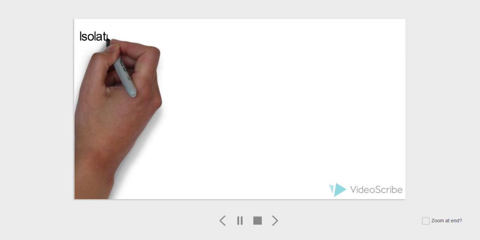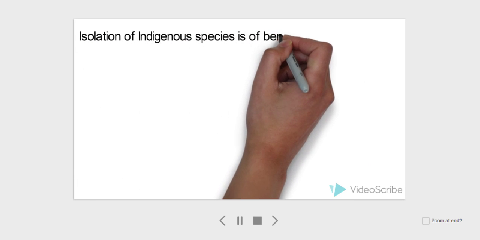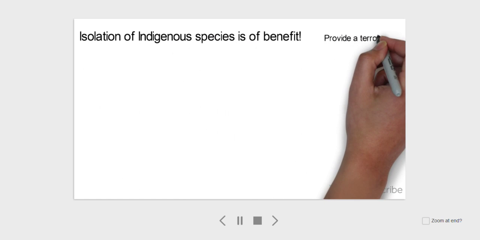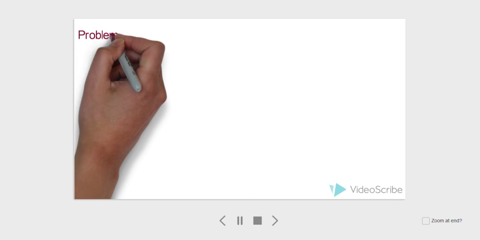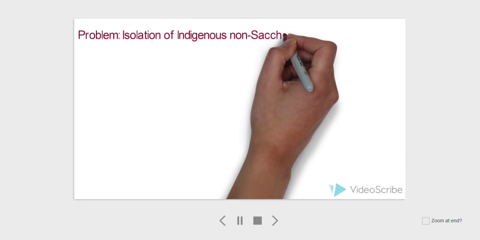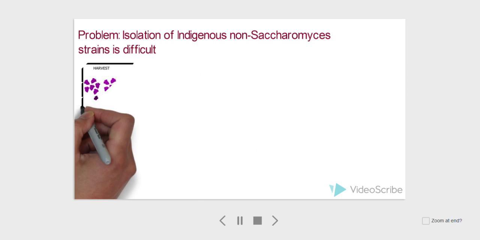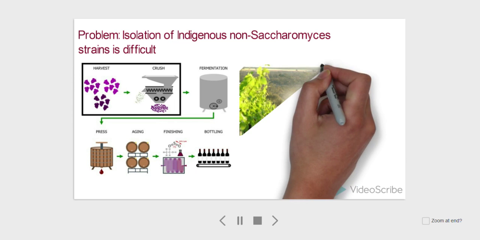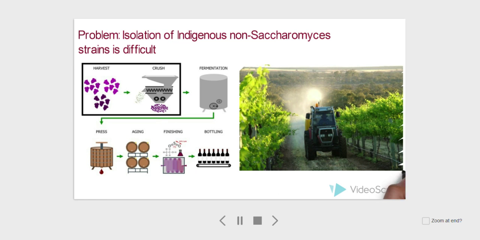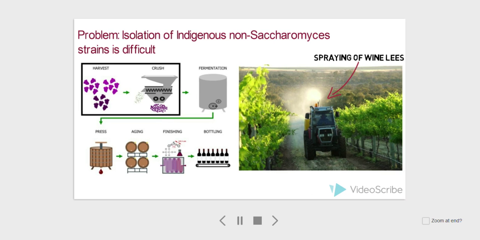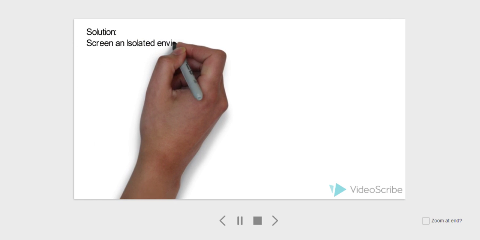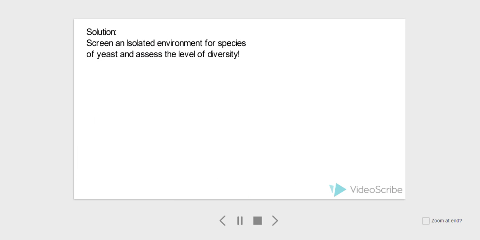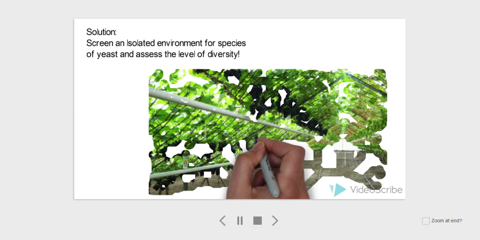It's for this reason that isolation of indigenous non-Saccharomyces is of benefit, because they provide this terroir quality to wine. But isolating a true indigenous non-Saccharomyces is difficult, because after the initial harvest and crush involved in the winemaking process, sediments or lees that contain commercial yeast strains are often sprayed back into the fields to grow and colonize. So these commercial yeast strains decrease the diversity of indigenous species. The solution would be to screen an isolated environment for species of yeast and assess the level of diversity. An example would be a greenhouse.